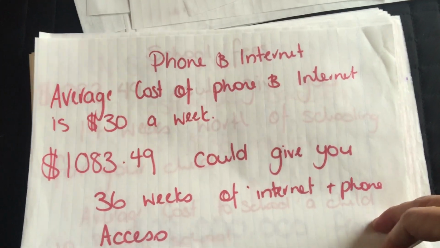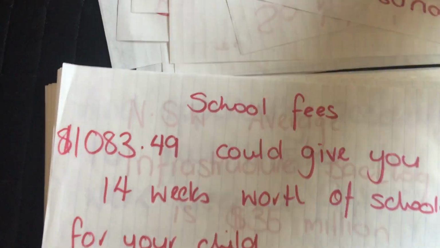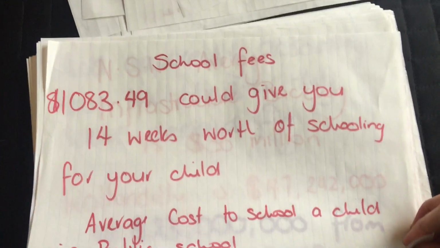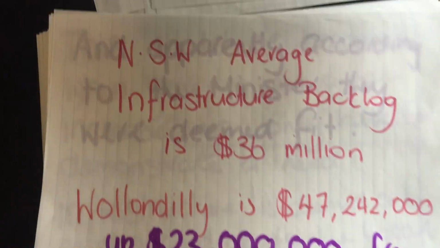Phone and internet, the average cost is about $30 a week. This money could give you 36 weeks of internet and phone access. School fees, this could give you 14 weeks of schooling for your child. The average cost to school a child in the public school is $4,000.